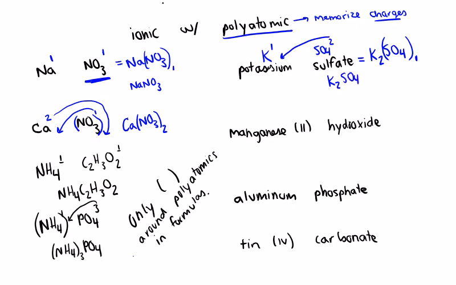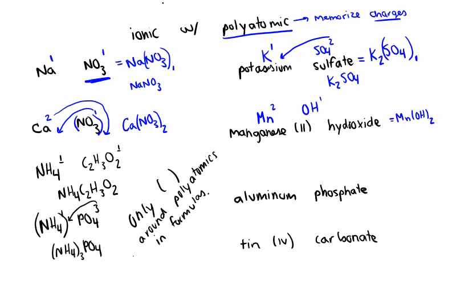So manganese 2 hydroxide. Mn is manganese. I have a +2 as an oxidation number. Hydroxide, you just have to know, OH with a -1 charge. So my formula is going to be Mn(OH)2.